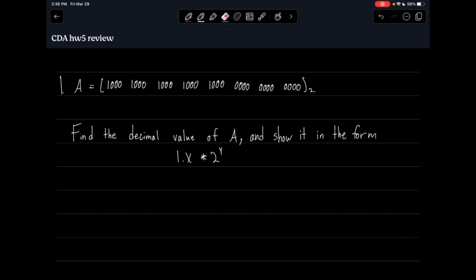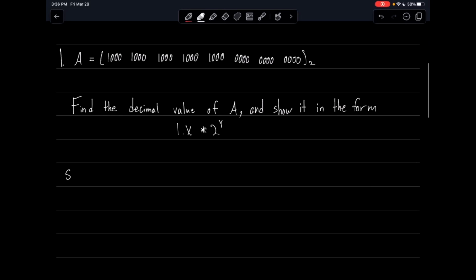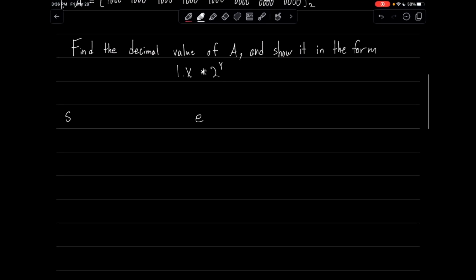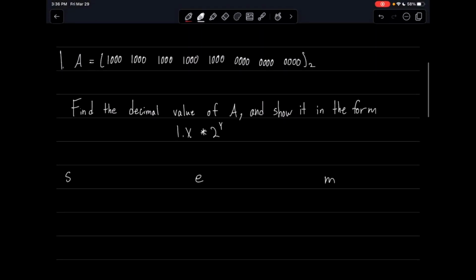Well, we start by looking at the number and finding out the sign value. So I'll denote sign by s. We need to find the exponent of this thing, so I have our e here, and then we need to find our mantissa, which is going to need its own line. So I'll call it m. So this is what we need to find.